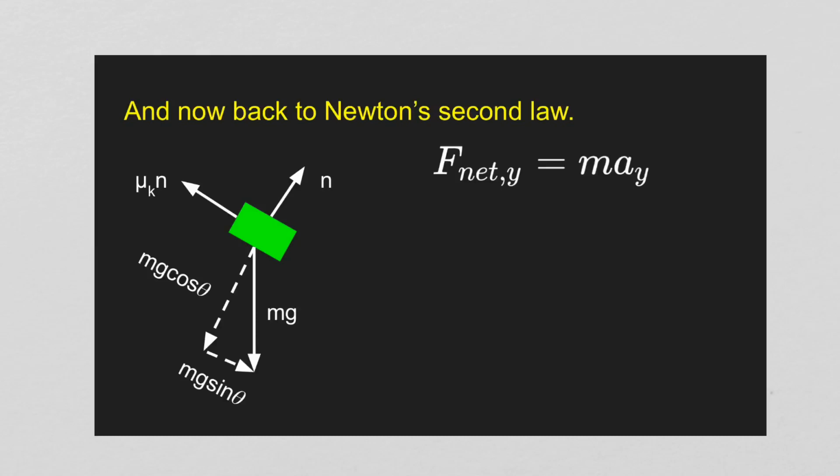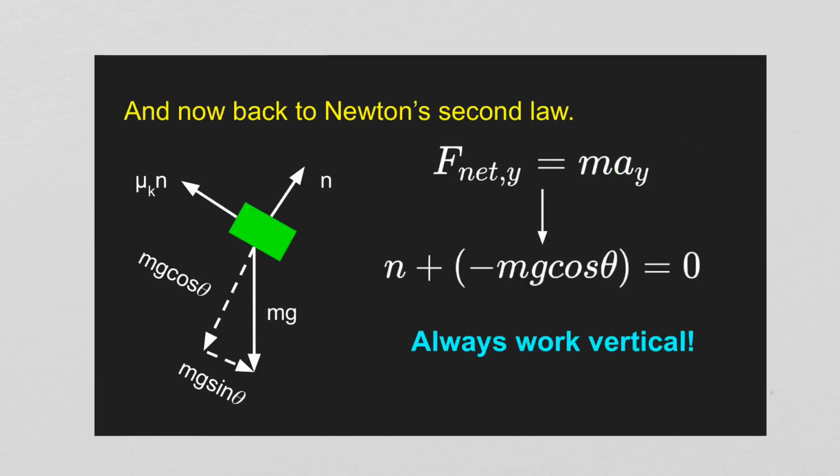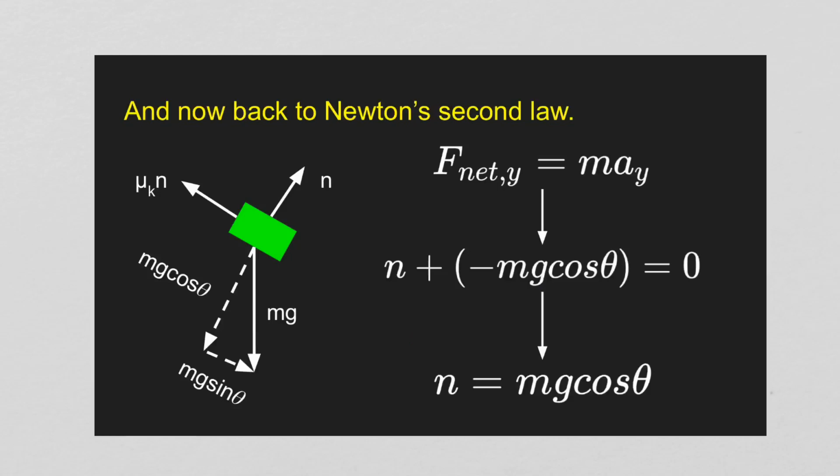Now we're going to play this out just like we did before. We're going to consider the y-axis first, because guess what? Its acceleration in the y-axis is 0. It's not going into or out of the ramp. Always work vertical, and I get normal force minus the y component of gravity, mg cosine theta in this case, is equal to 0. So I get n equals mg cosine theta. Great for the y's. Now let's use x's.